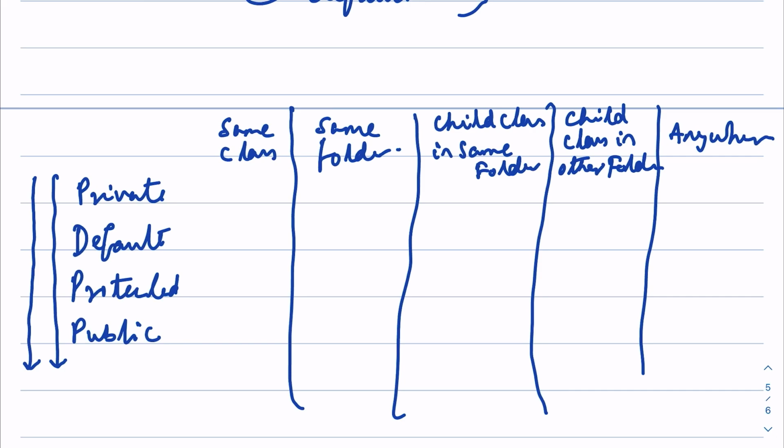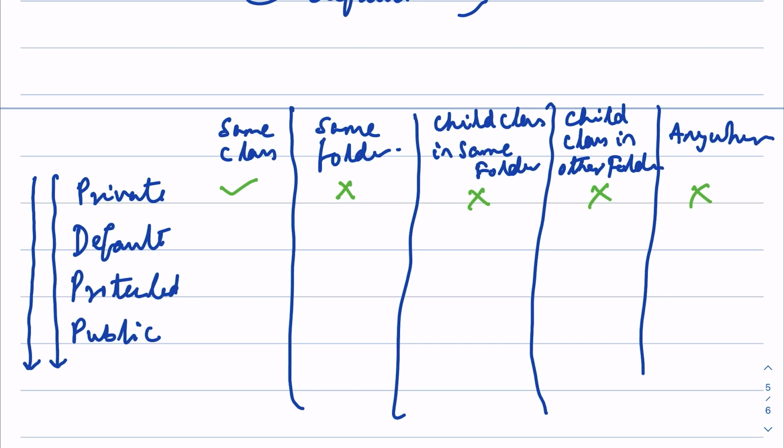Within the same class, for the private access modifier, you can access the data, attributes, and behavior. It's not accessible in the same folder, not accessible in a child class in the same folder, not accessible in a child class in the other folder. It's not accessible anywhere.